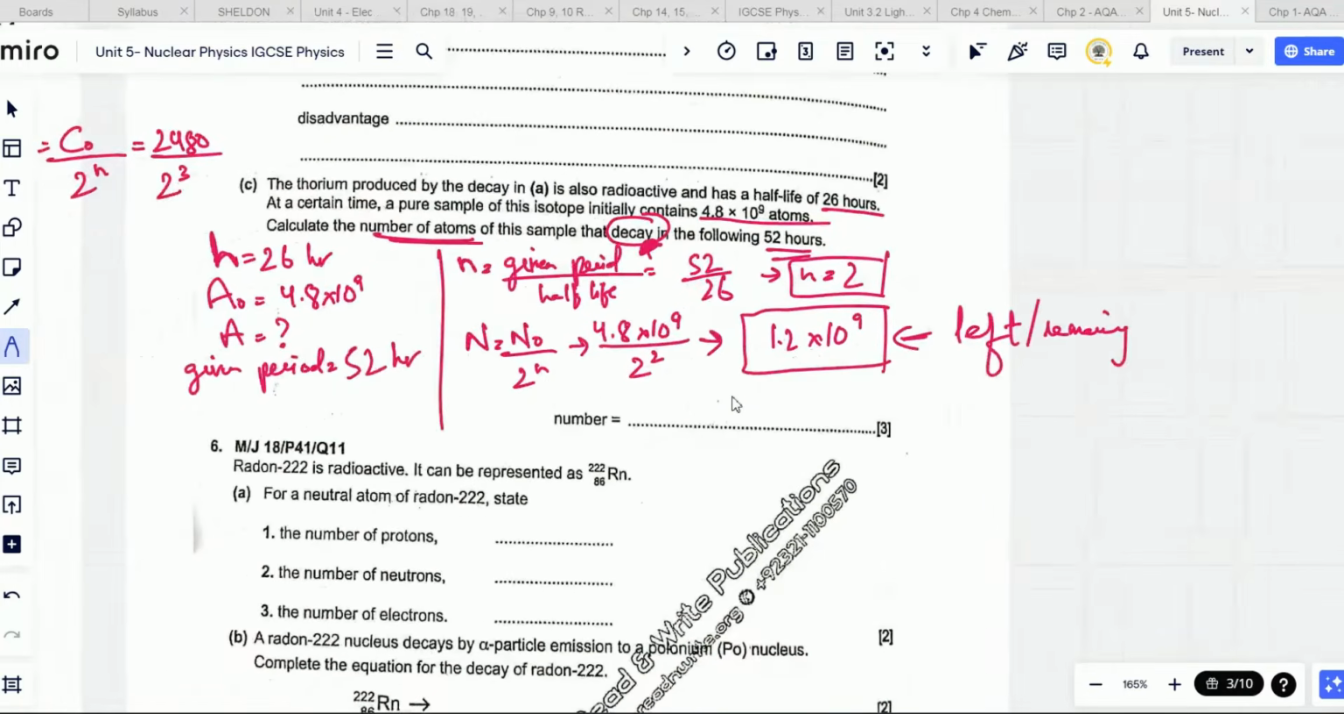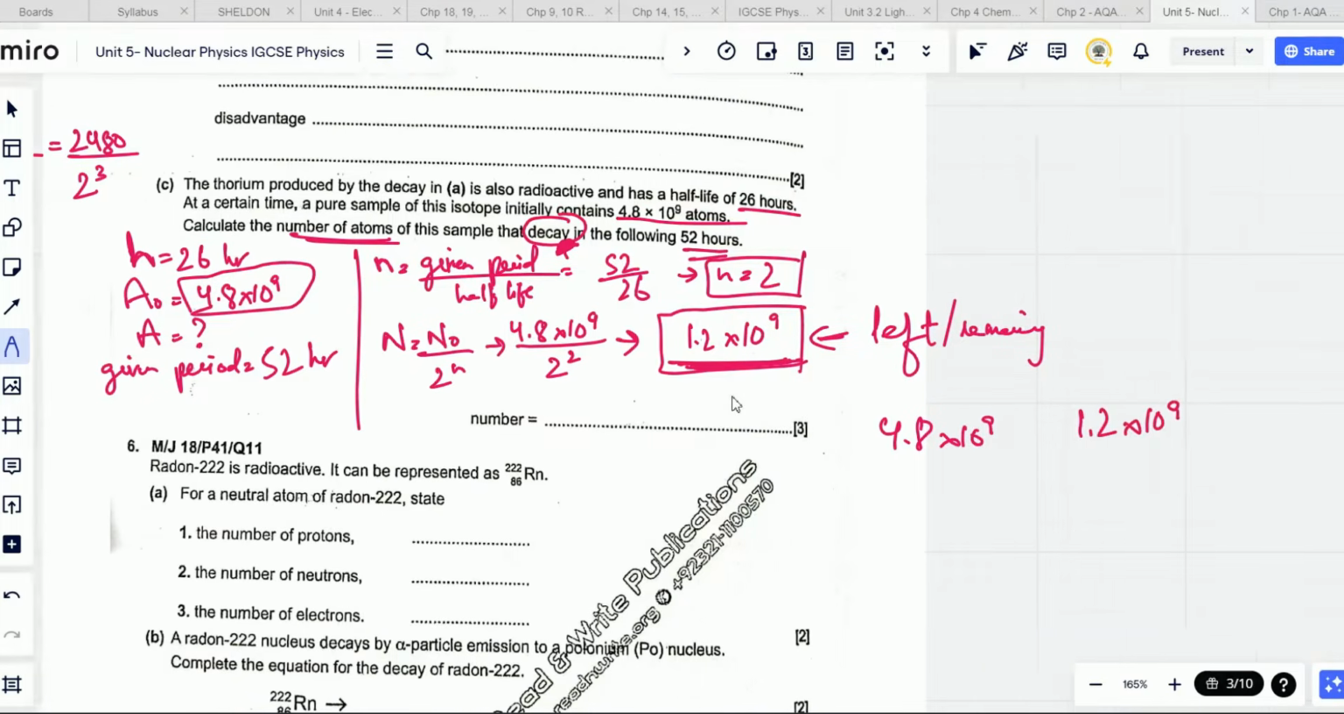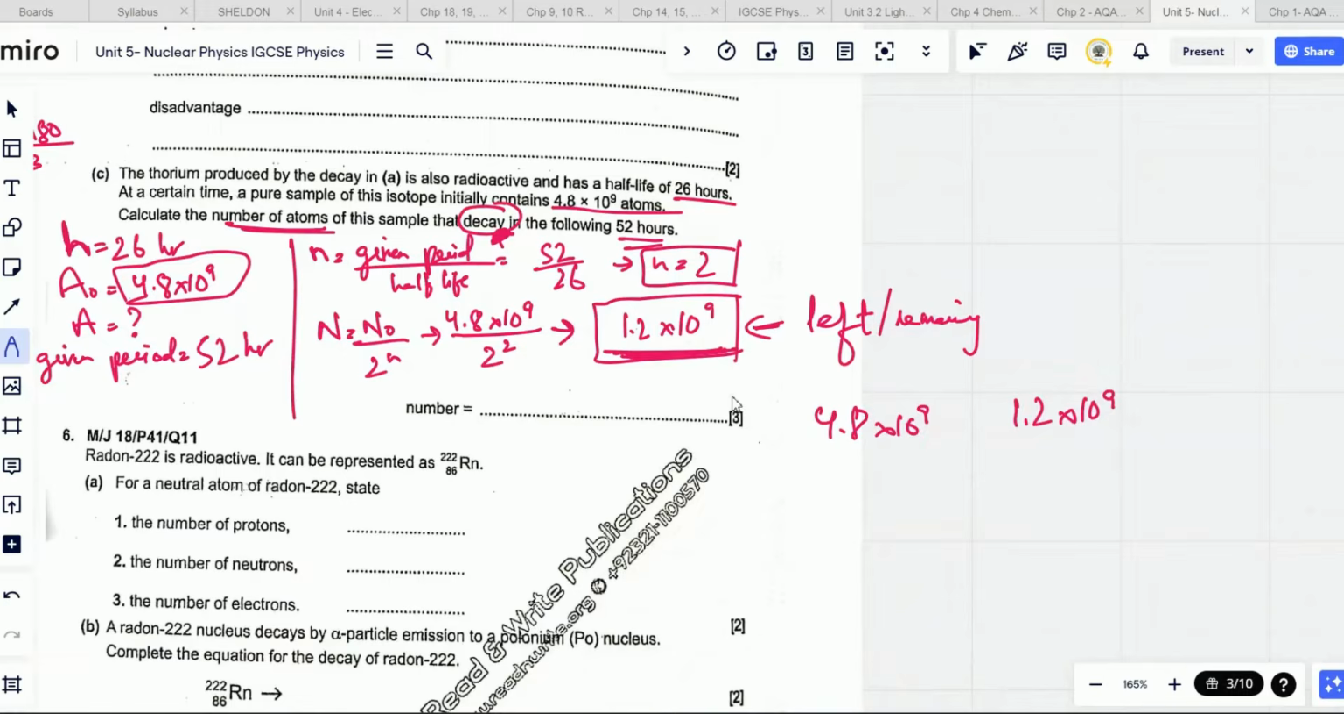So it's very easy. How many were there before? 4.8 into 10 to the power 9. And how many are left now? We just found it. That is 1.2 into 10 to the power 9. So how many have decayed so far? How do I find it? I subtract the ones which are left from the original ones. Won't I get the ones which were decayed?